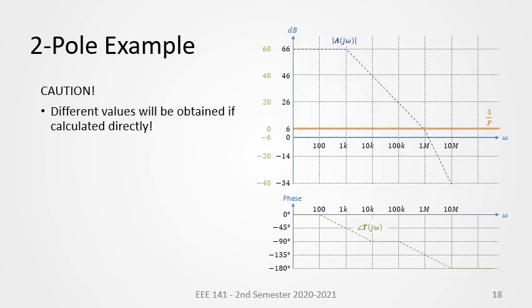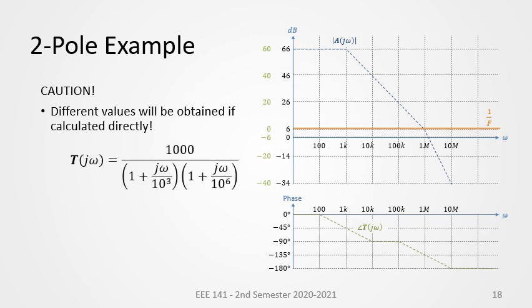However, although the demonstrated procedure is relatively easy to follow, it is actually not that accurate because Bode plots are just approximations. For this example, different values will be obtained if calculated directly from the given expressions. If we write the expression for T of j omega from the given A of s and F, we will get that T of j omega is 1000 over 1 plus j omega over 10^3 times 1 plus j omega over 10^6.